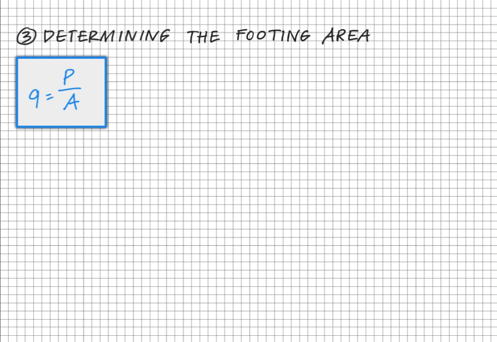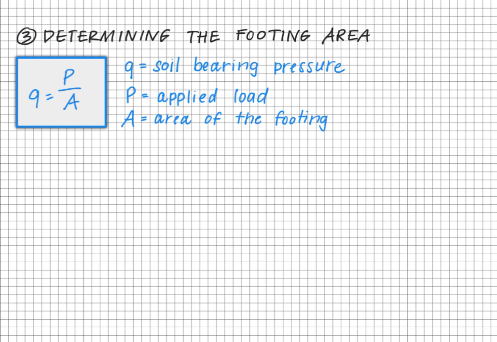Now we're ready for step 3, determining the footing area. In this part of the problem, we are ready to apply the formula Q equals P divided by A. If we break this down, we know that Q equals the soil bearing pressure, P is the total applied load, and A is the area of the footing. We want to use Q net, which is the soil-bearing pressure minus the weight of the footing, where we got 2,737.5 pounds per square foot. We also know the total applied load, which is 112.5 kips, or 112,500 pounds.